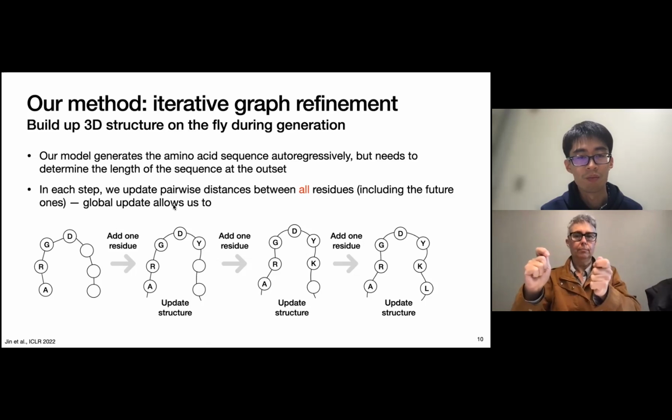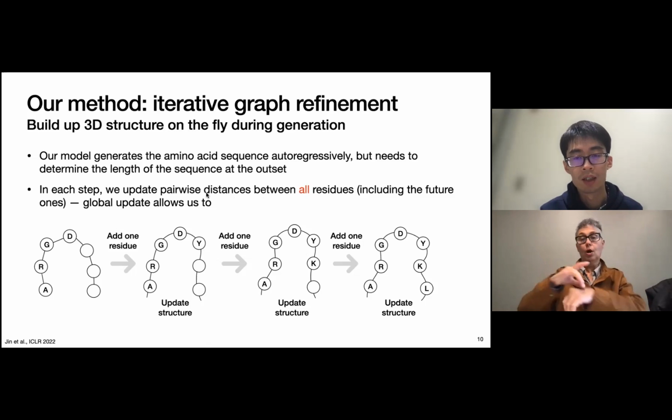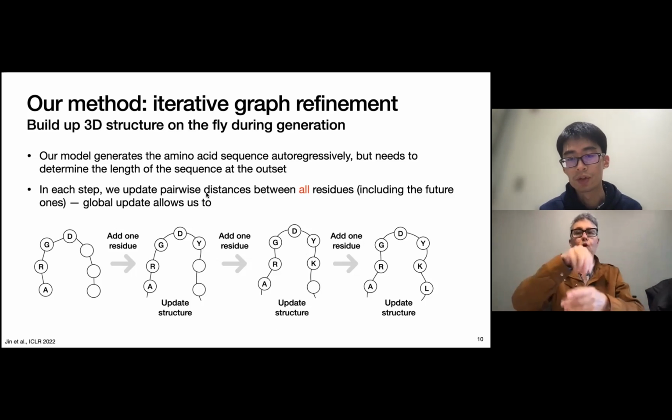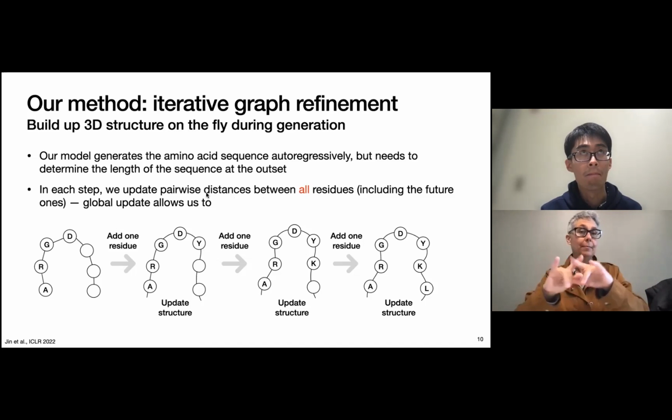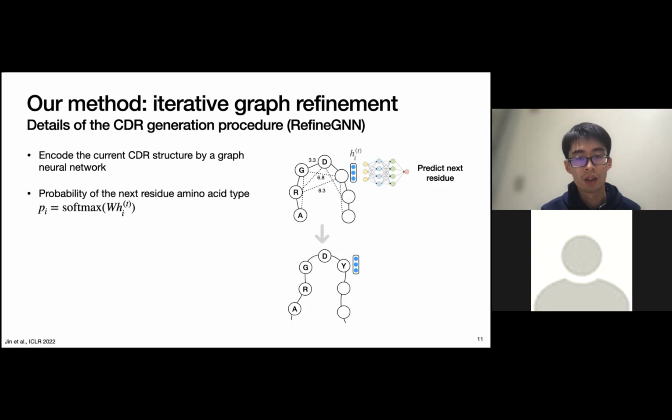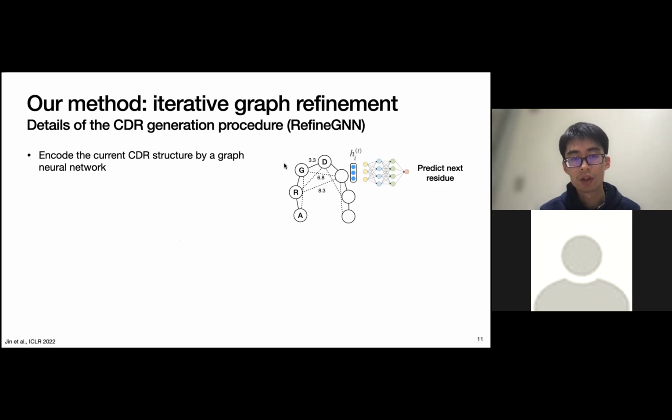This global update will allow us to better incorporate the 3D structure while generating a sequence. So just to go into a bit of detail of how to execute the idea: first we will encode the CDR structure by a graph neural network. Again, to simplify this, let's skip the framework region for now and just look at the CDR. So you have this graph, and you can encode this using a standard graph neural network.